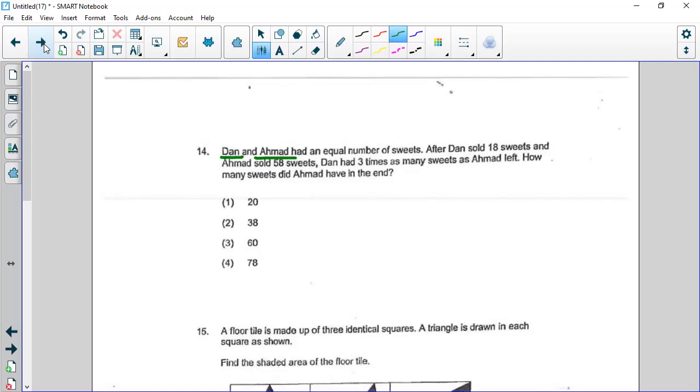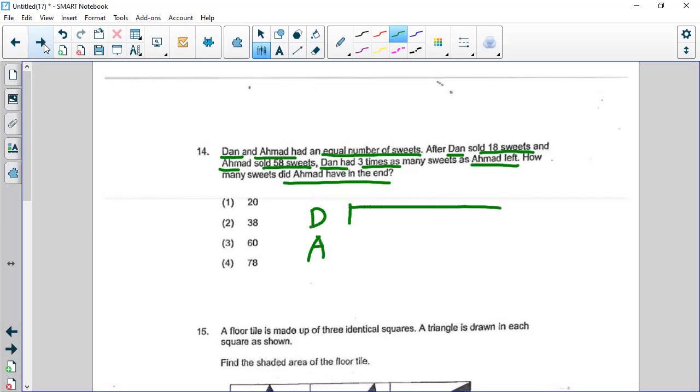Okay, Ahmad and another had an equal number of sweets, then sold 18 sweets, and Ahmad sold 58 sweets, and then had 3 times as many as Ahmad left. How many sweets did Ahmad have in the end? What's the method? Model drawing. So how do I know it's model drawing? Because it's a before and after problem. So every time it's a before and after problem, the method is very easy to recognize, right? Your model. So Ahmad has equal number of sweets, so you draw 2 rectangles of the same length, then sold 18.